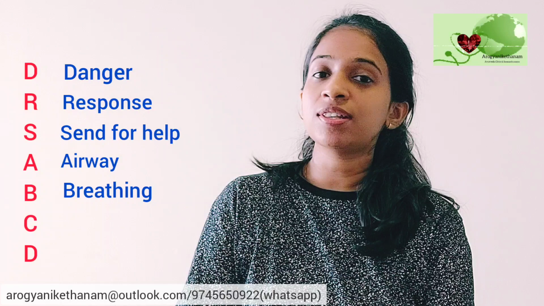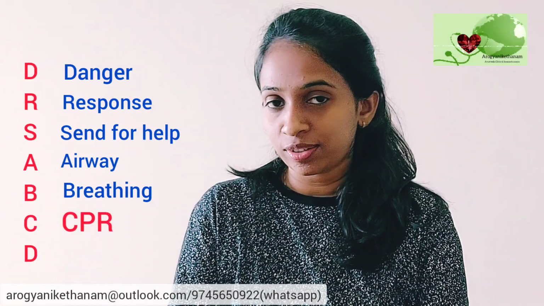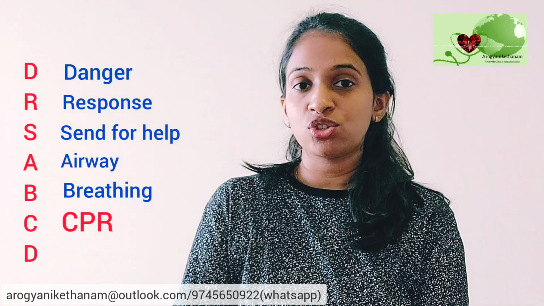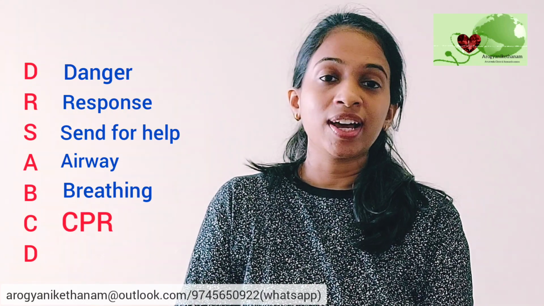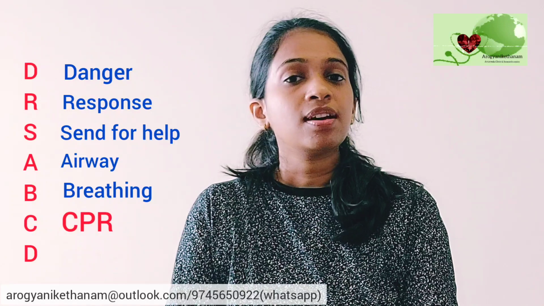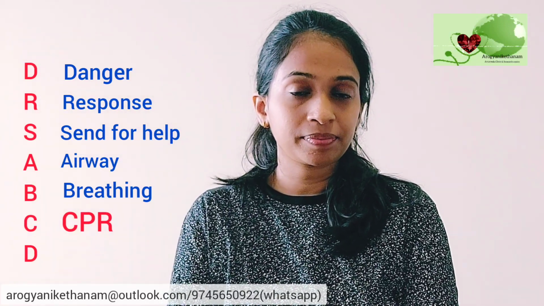Next is C. If breathing is not there, we move on to cardiopulmonary resuscitation. That includes 30 chest compressions and 2 breaths. So chest compressions are given at a rate of 100 to 120 compressions per minute. That means in a second you are giving 2 compressions.